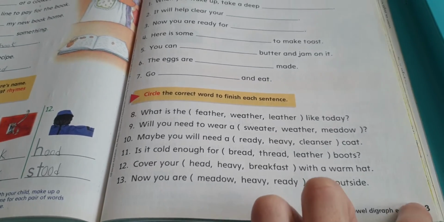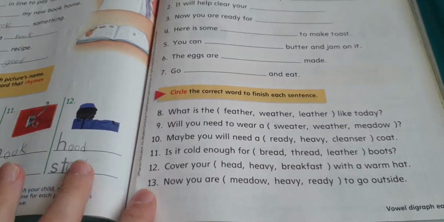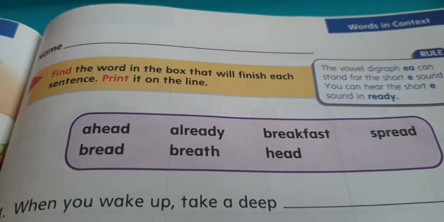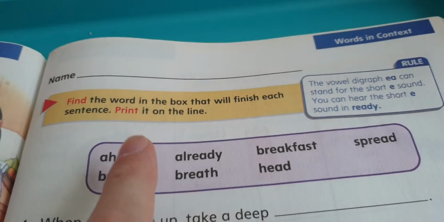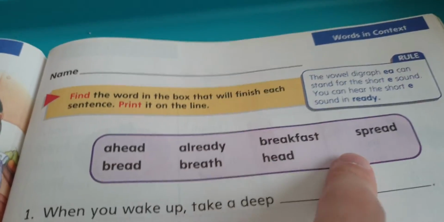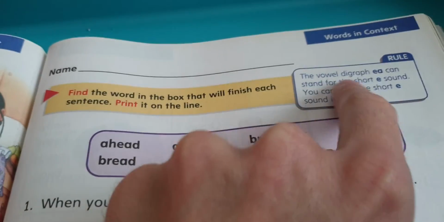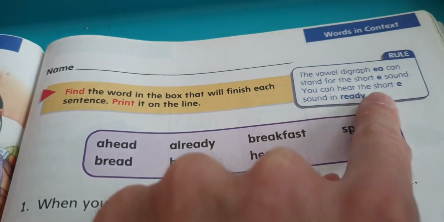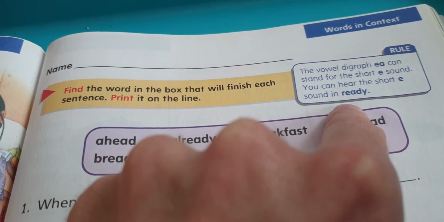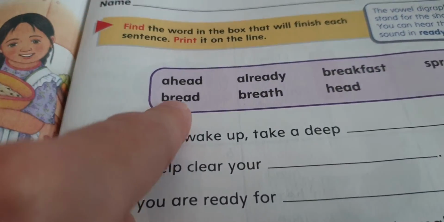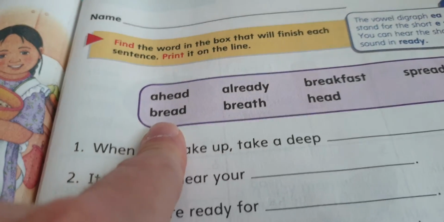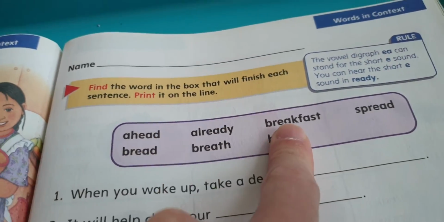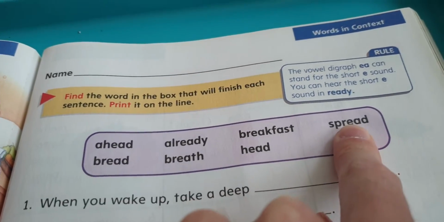Okay, so 193 is the last page we need to do in phonics for today, okay? So if you look at the top, find the word in the box, vocabulary box, print it on the line. Okay, so this is saying a little rule. The vowel digraph EA can stand for the short E sound. You can hear the short E sound in ready. Okay, so ahead, bread, breath, already, breakfast, head, spread.